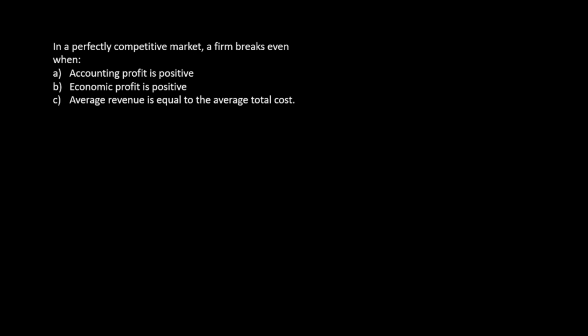The next question, in a perfectly competitive market, a firm breaks even when you have three different options here. So before we look at the options, in a perfectly competitive market, you know that price is equal to the average revenue. We saw that earlier. So when does the break even occur? So the break even occurs when price is equal to the average total cost, and because price is equal to the average revenue, my average revenue is equal to the average total cost. So this is where break even occurs. Okay. So now if I look at the options, option C is the correct answer.